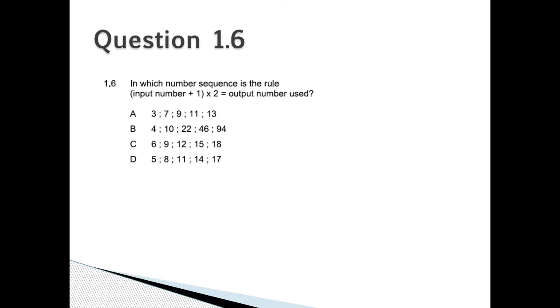Question 1.6. In which number sequence is the rule input number plus 1 times 2 equal to the output number used? Is it A, 3, 7, 9, 11, 13? Is it B, 4, 10, 22, 46, 94? Is it C, 6, 9, 12, 15, 18? Or D, 5, 8, 11, 14, 17?